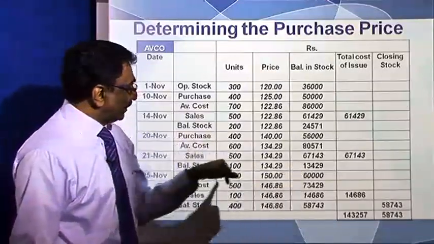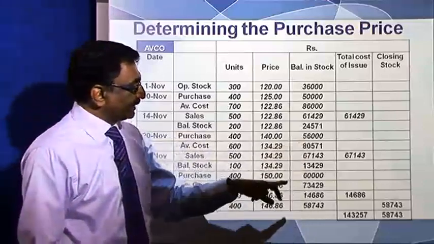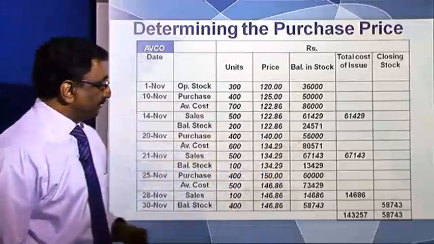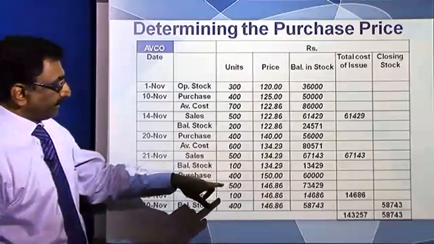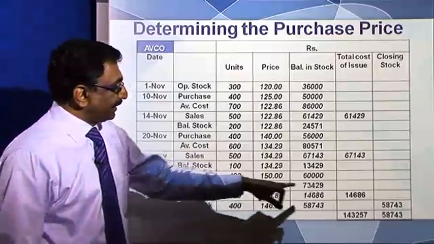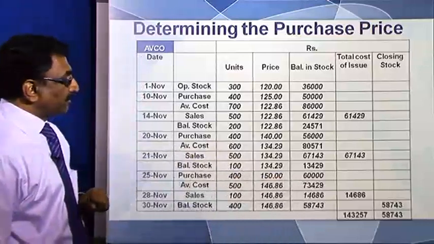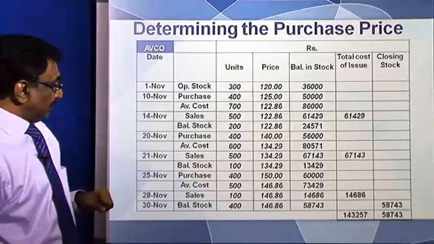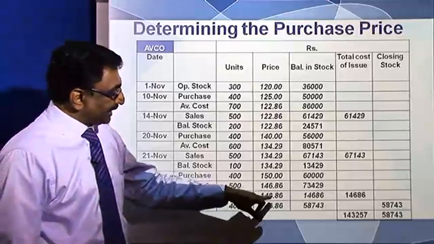So the old stock of 100 was held at 134.29. The new stock came at 60,000. So the total is 73,429, and the total number of units is 500, which, when you divide 73,429 by 500, you get an average price of 146.86. And then subsequently on 28th, you sold 100 at this average cost.